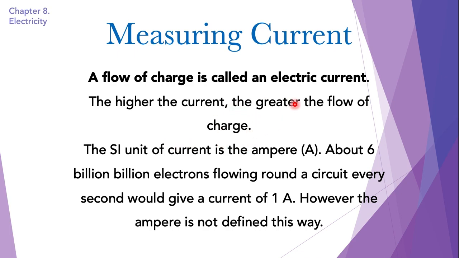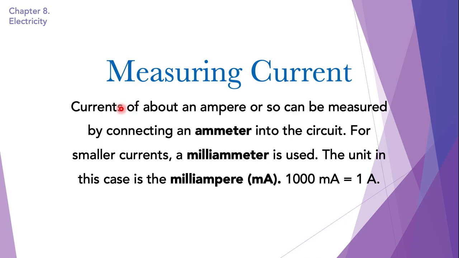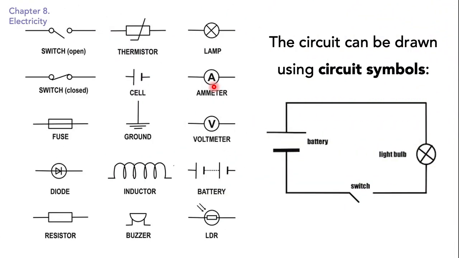So the SI unit of a current is the ampere. This ampere is represented by a capital A. And about 6 billion electrons flowing around a circuit every second would give a current of 1 ampere. However, the ampere is not defined this way. Currents of about an ampere or so can be measured by connecting an ammeter into the circuit. So here we got the ammeter. This is the ammeter.